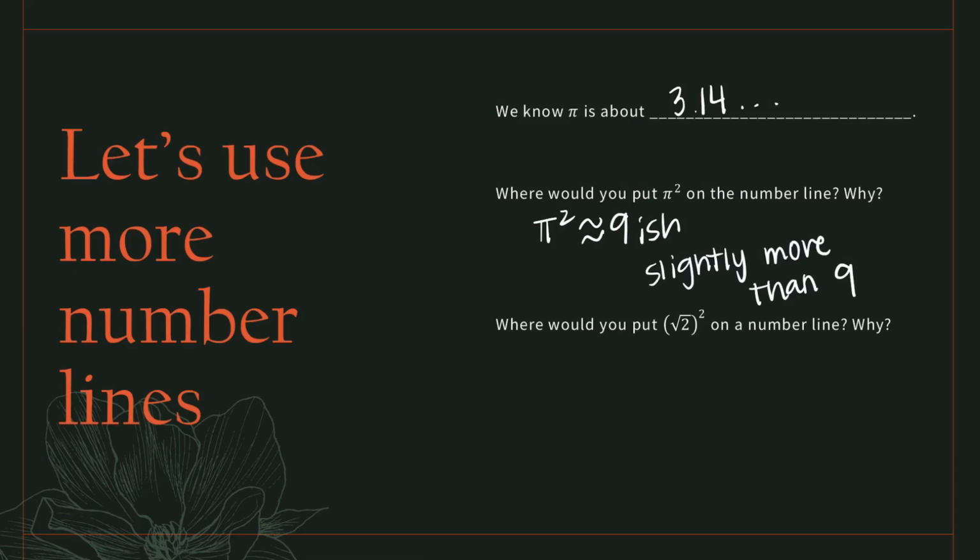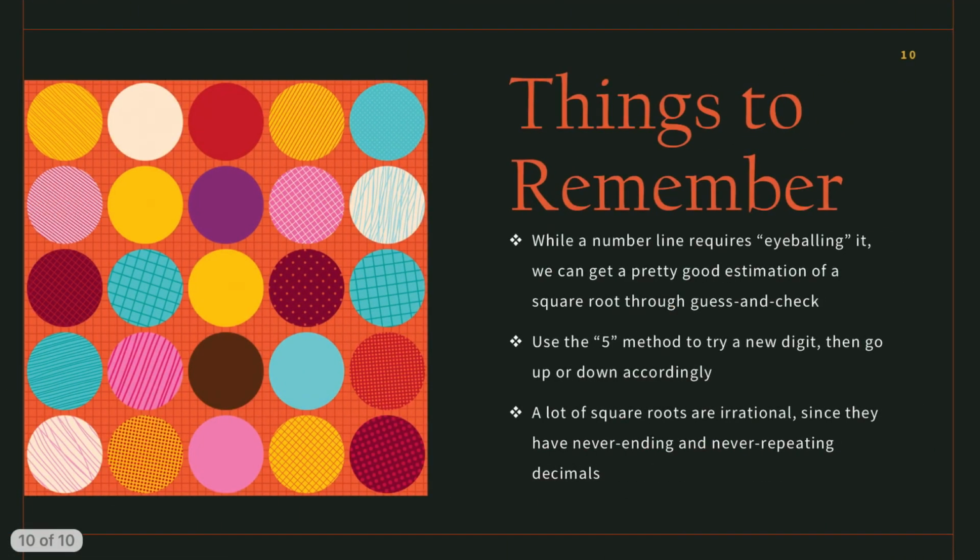And then where would you put square root of 2 squared on a number line? This is actually a trick question. If you think back to when we learned about square roots and squares, they are inverses of each other. They actually undo each other. So if I square a square root, I'm just left with whatever is in the middle, and that's just 2. And we know where to put 2 on a number line. We put it on the spot that says 2.